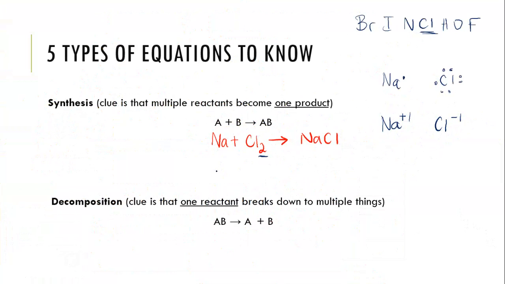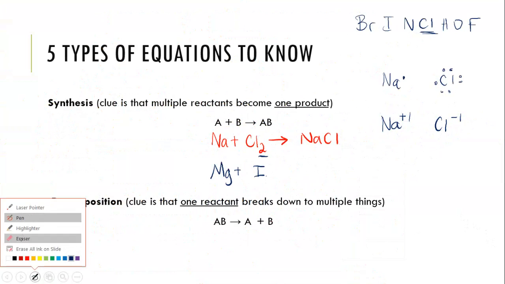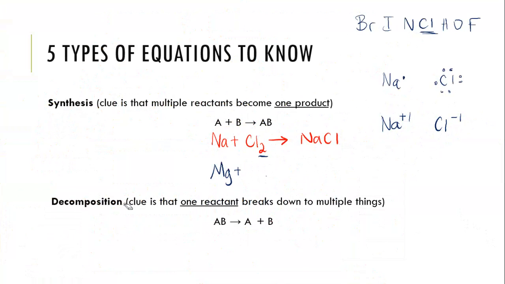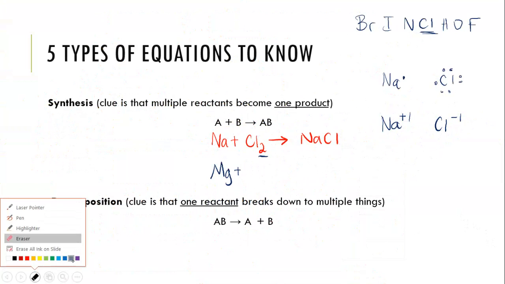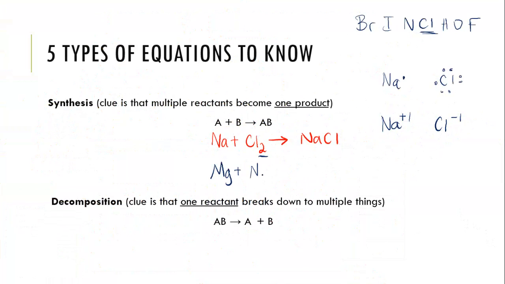What if I had Mg and... let's see, no, I don't want to do that one. Just kidding. We'll put Mg with N. Okay, so Mg and N2. N will still be a 2 because look, it's part of Brinkelhoff.